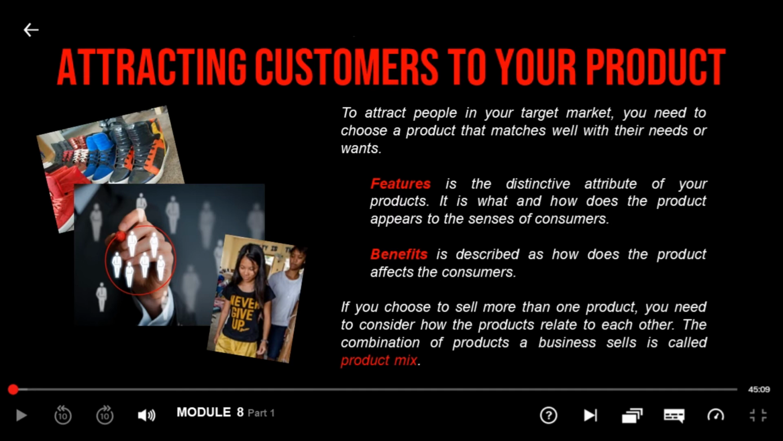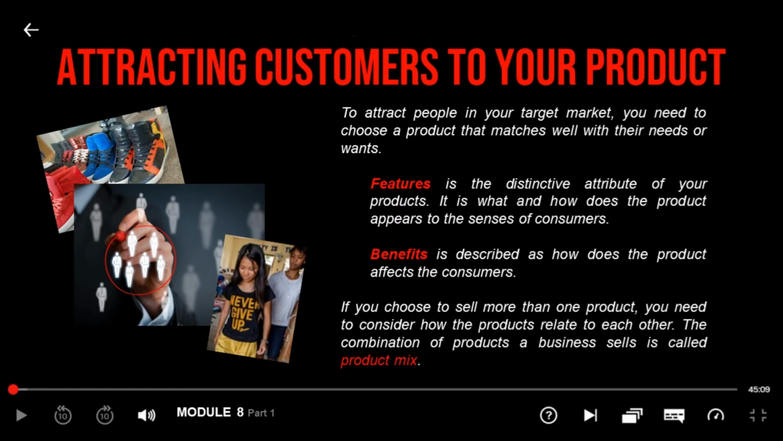So, if you choose to sell more than one product, you need to consider how the products relate to each other. The combination of products a business sells is called product mix. So, yung product mix is example Nike, 'di ba? Bukod sa sapatos, may iba pang sports apparel like balls, shirts, supporters na binebenta sila. Lahat 'yon, ang main denominator nila is sports.